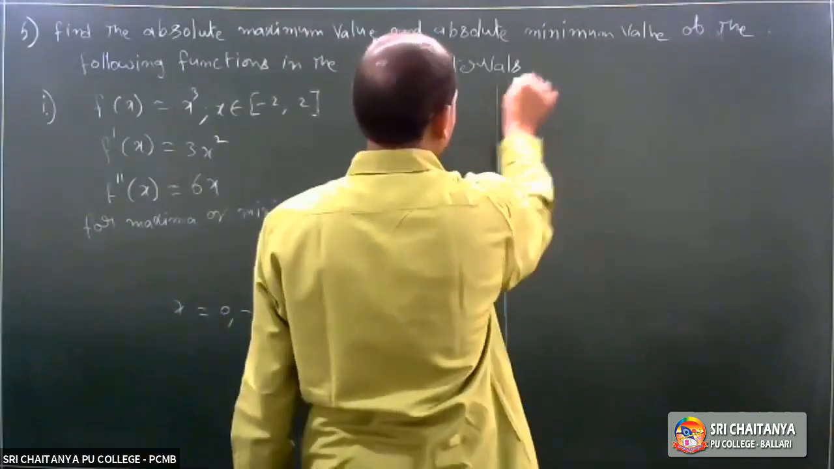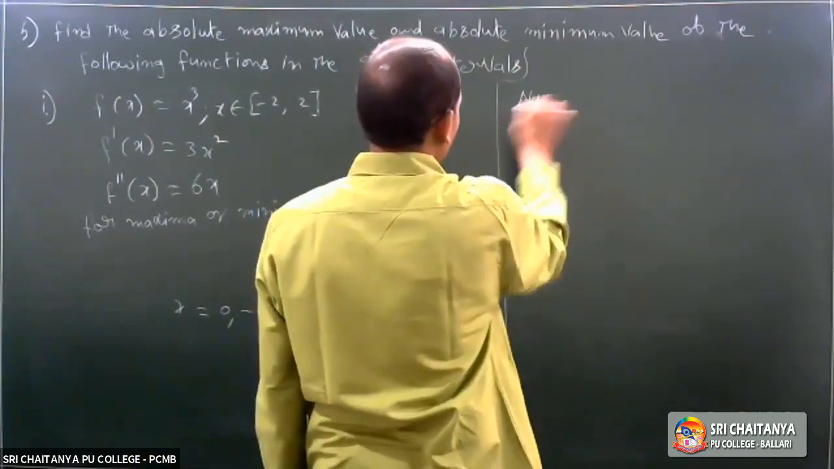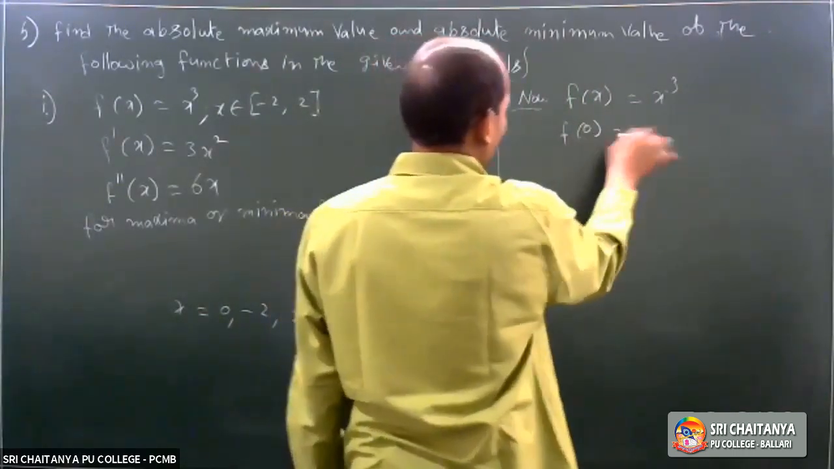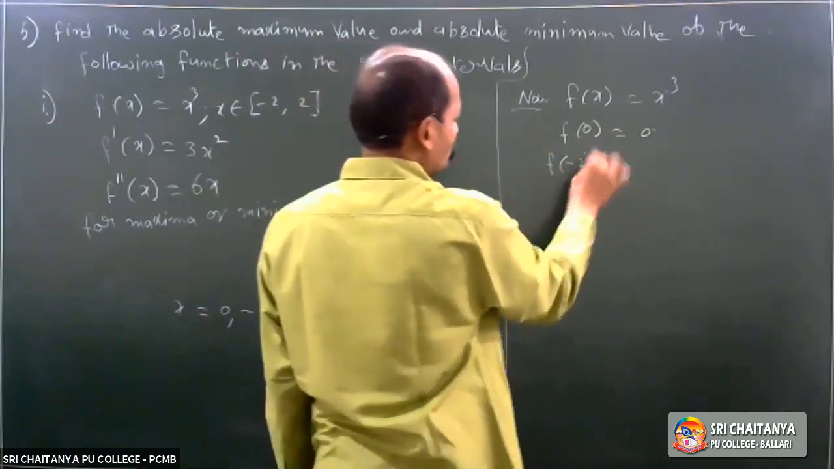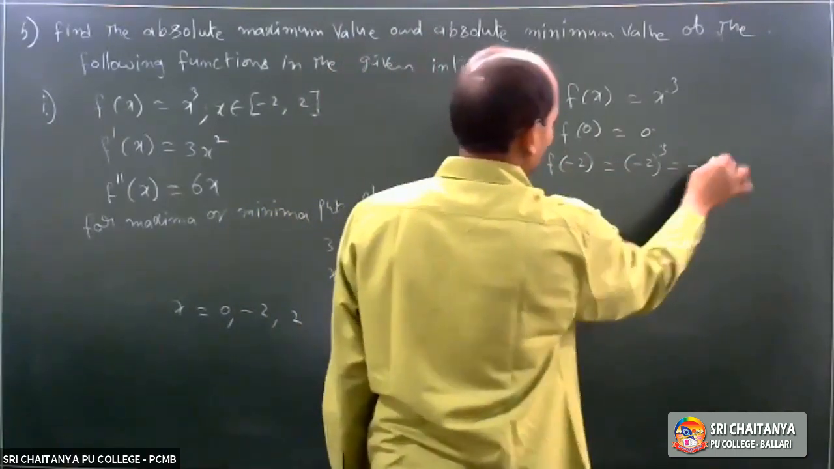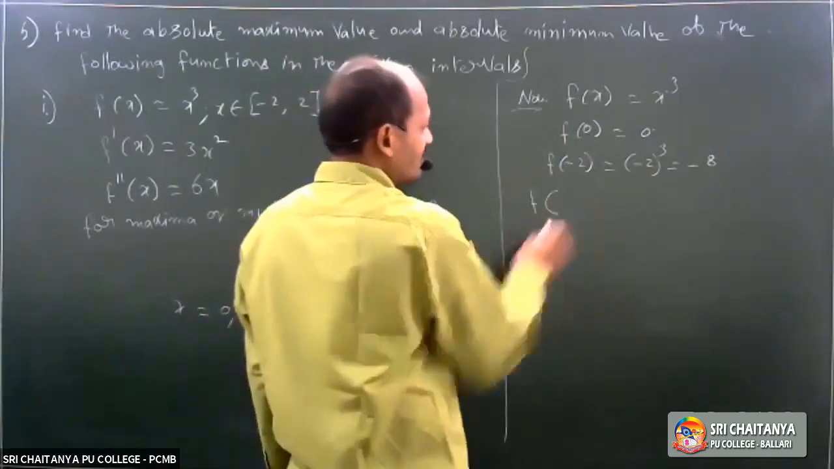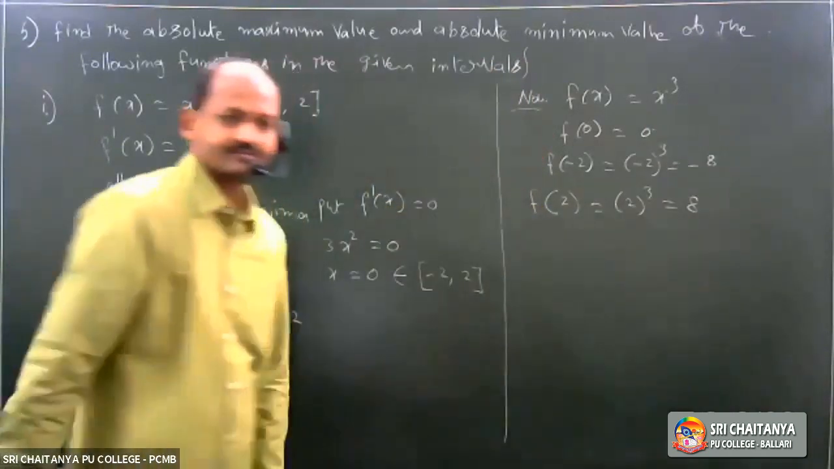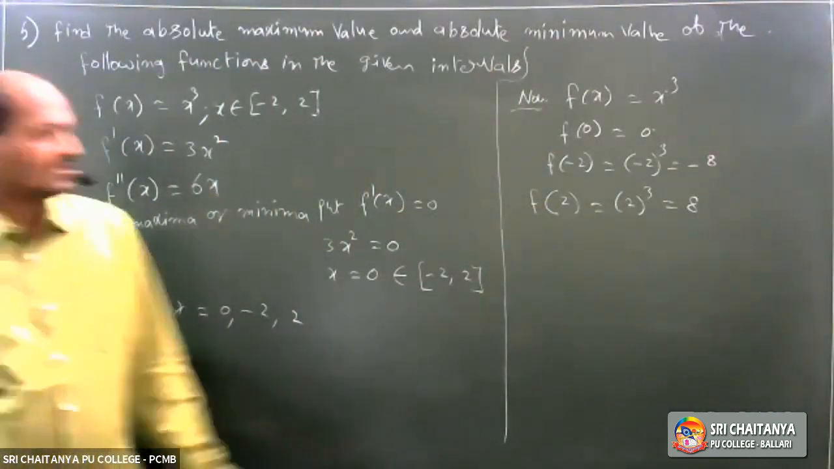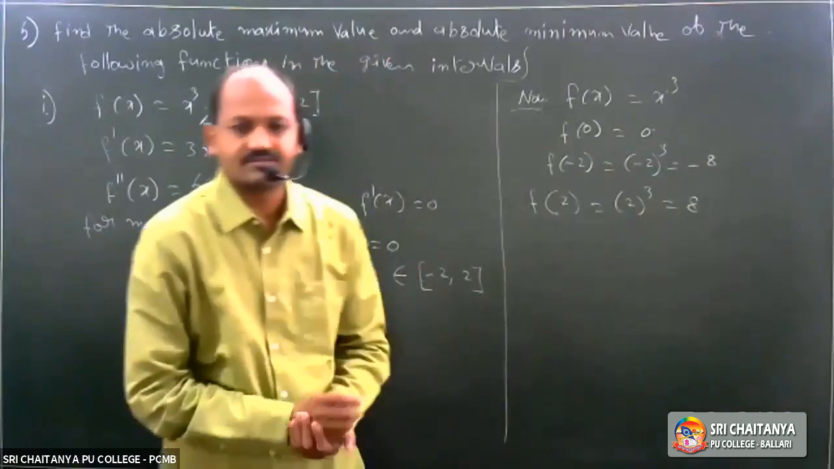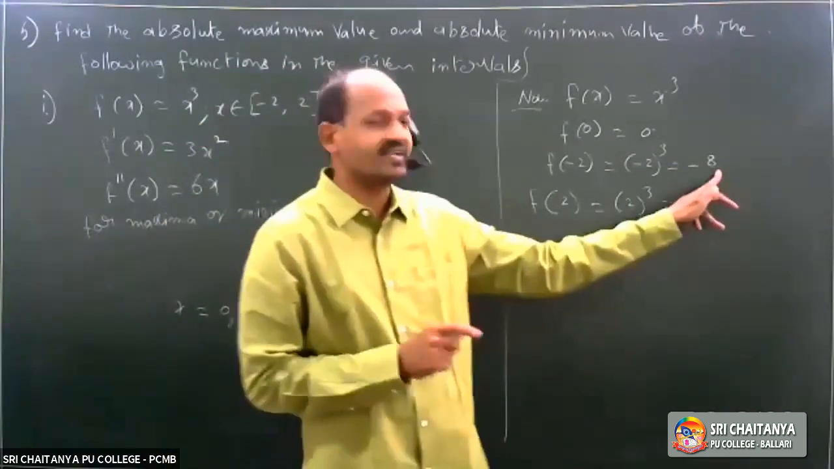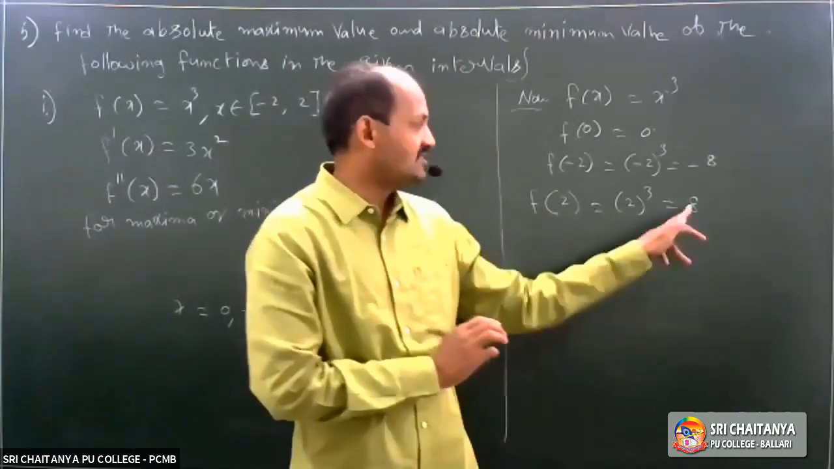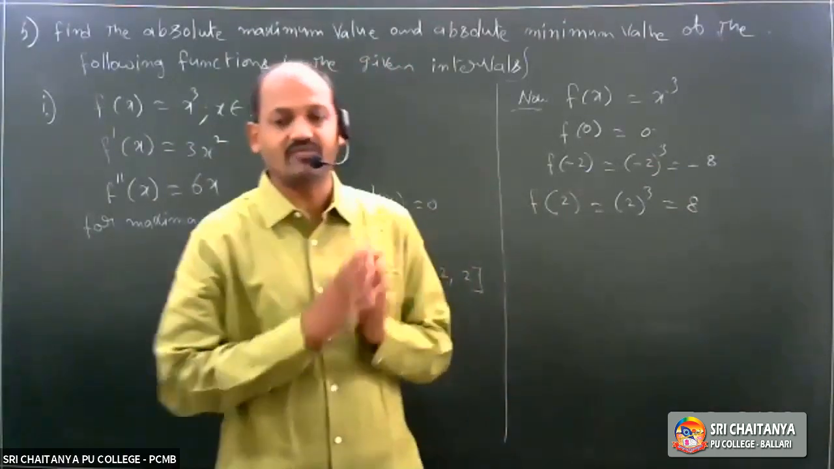Okay? Now f of x is equal to x cube. Find f of 0 value. It is 0. F of minus 2 value, minus 2 whole power 3, it is minus 8. And f of plus 2 value, it is 2 power 3, plus 8. Okay? So it is 0, minus 8, plus 8. Which one is least? Minus 8 is least. It is absolute minimum value. Plus 8 is absolute maximum value.